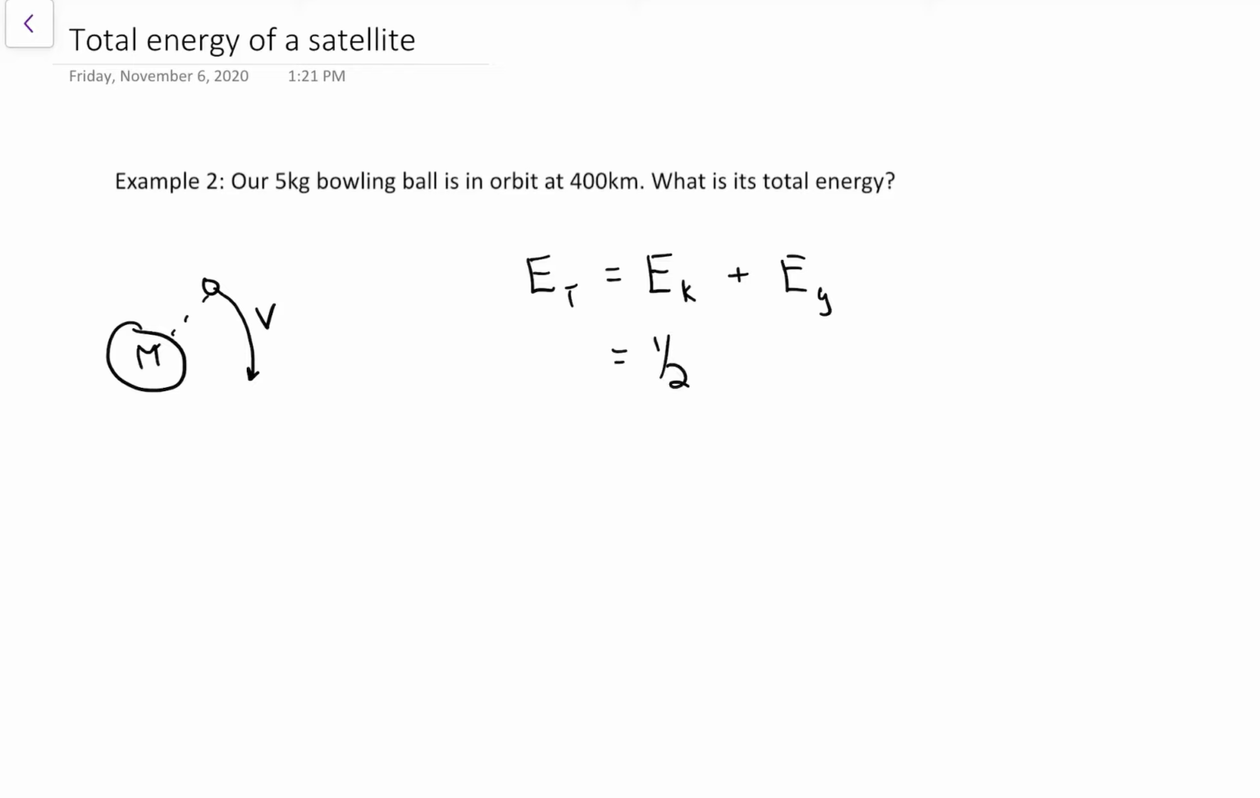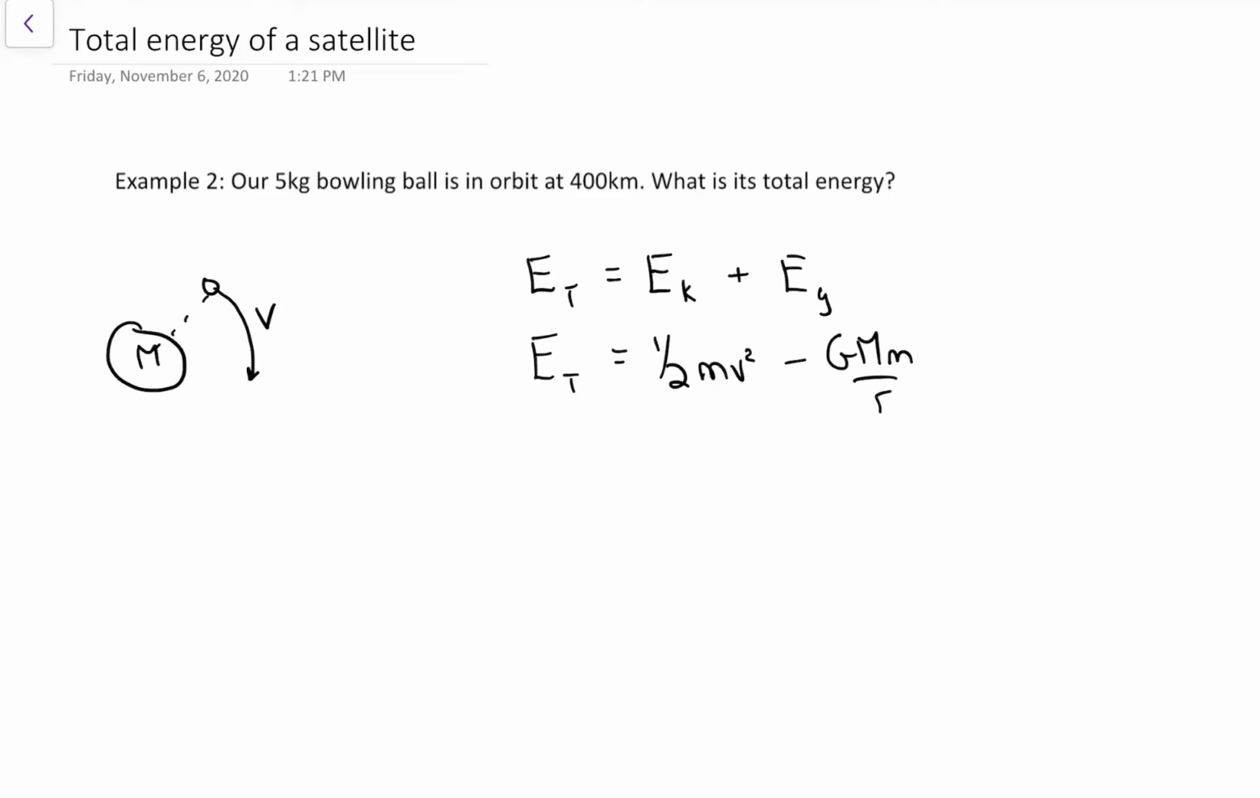Kinetic energy is always 1/2 mv squared, and it's always positive. Gravitational is always negative GMm over r. So our total energy for anything is always going to be 1/2 mv squared minus GMm over r.